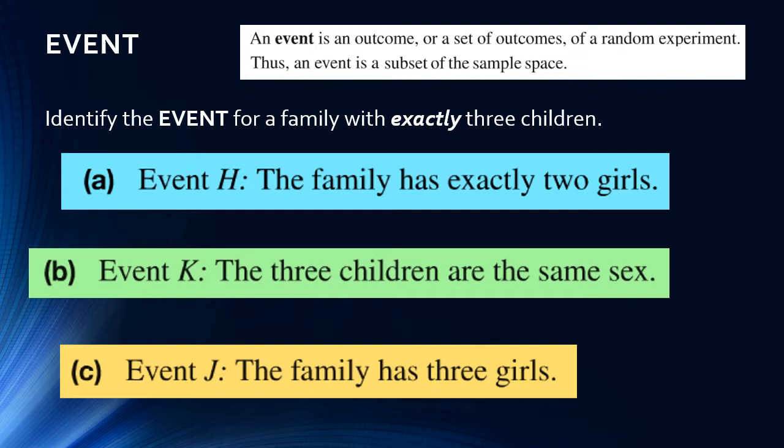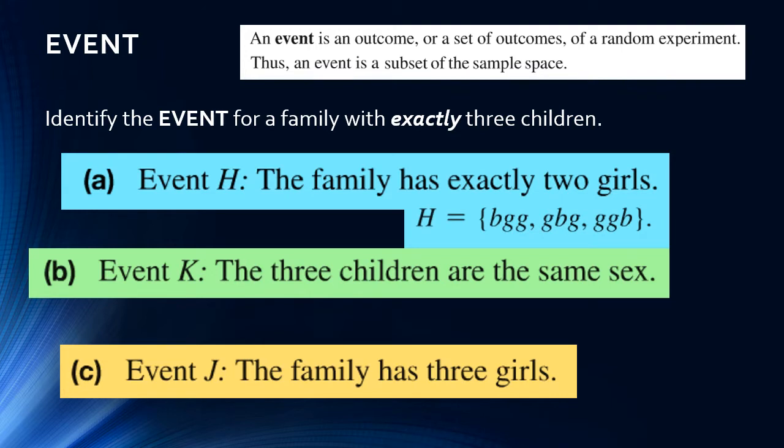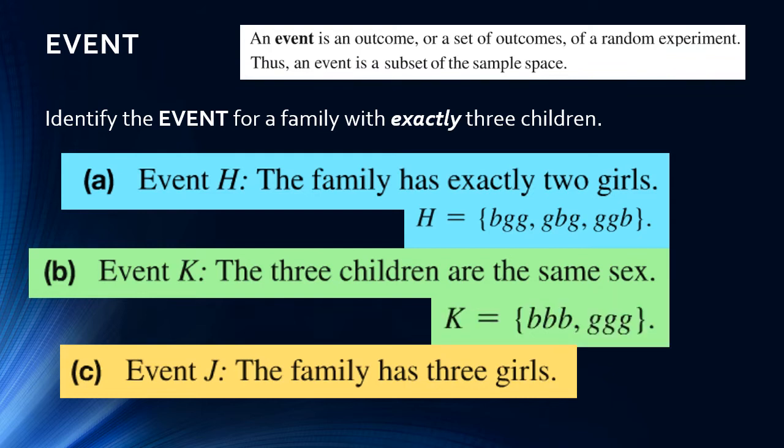So an event is just a subset and a specific category of outcomes. Identify the event for a family with exactly 3 children. The family has exactly 2 girls. So you have to go back and look at that tree chart and think, which of the solutions had exactly 2 girls? Well, we had 3 situations: boy, girl, girl; girl, boy, girl; and girl, girl, boy. The 3 children are exactly the same sex. Well, this is pretty simple. It's either boy, boy, boy, or girl, girl, girl. That was an easy one. And event J was the family has 3 girls. Well, that's easy too: girl, girl, girl.